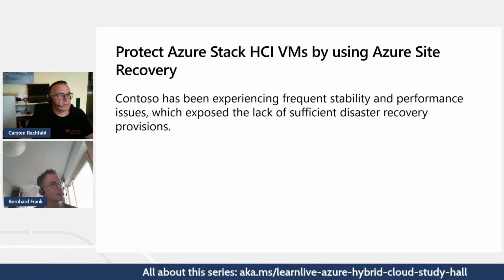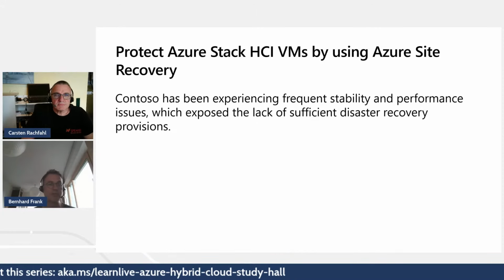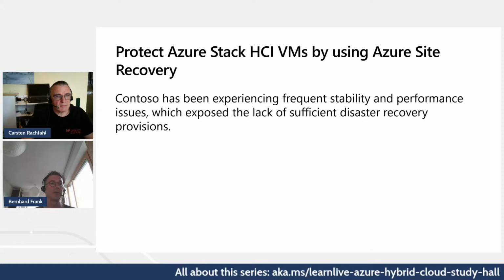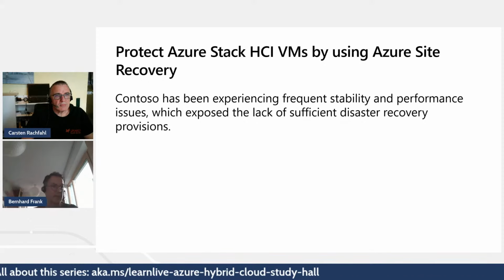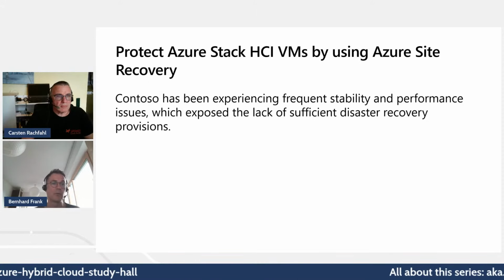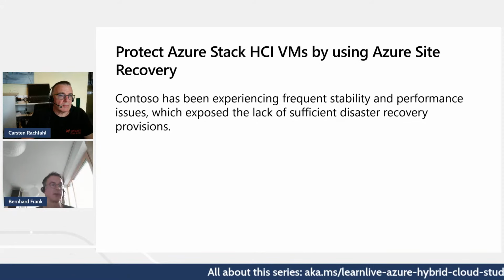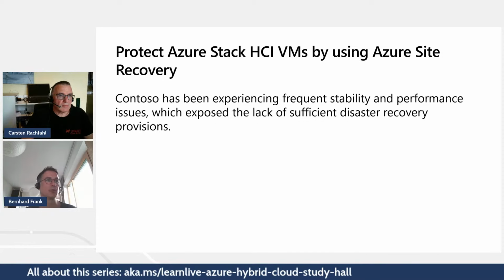Okay, so the fictional company Contoso has been experiencing frequent stability and performance issues, which expose the lack of sufficient disaster recovery provisions. So they are looking into what they can do with Azure if they want to, for example, fail over into an Azure data center region and run the workload there, and then maybe fall back if things are smoothing out, so the workload can be run on premises again.